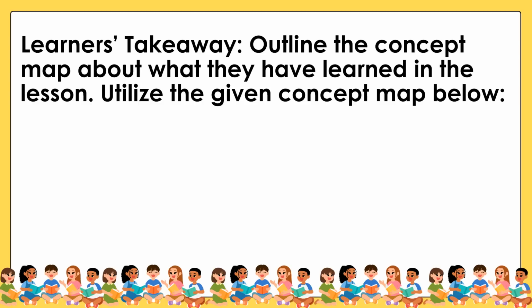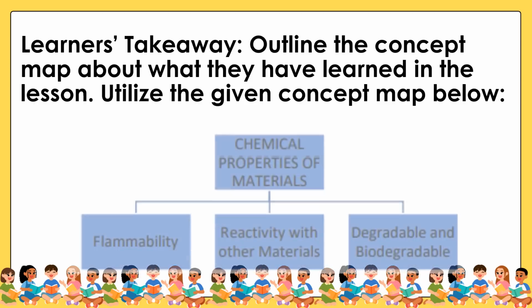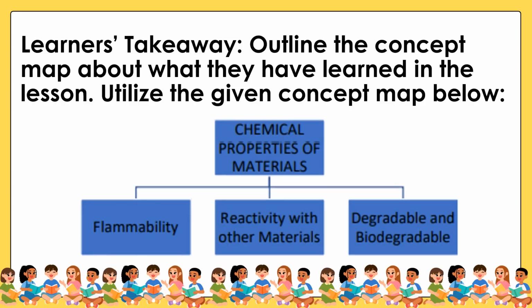Let's talk about learners' takeaway. Outline the concept map about what they have learned in the lesson and utilize the given concept map below. Here's the concept map. Chemical properties of materials. Under it, we have flammability, reactivity with other materials, and degradable and biodegradable.